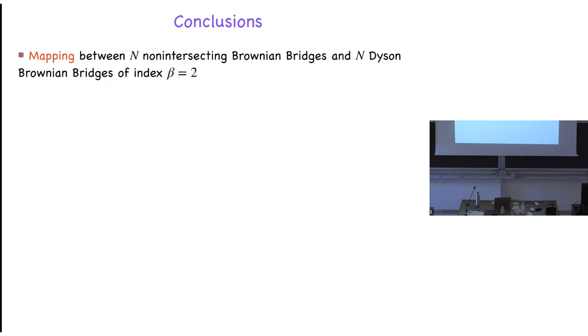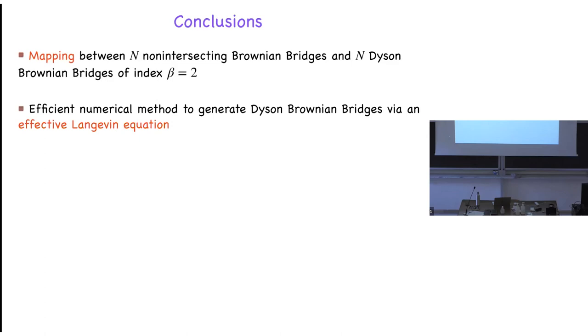Let me just make a brief summary of what we did. We first did this mapping of non-intersecting Brownian bridges to the Dyson Brownian bridges. The main advantage of that is that the interaction term that you have in the Dyson Brownian motion takes naturally into account this non-intersecting condition, at least for the parameter beta equals 2, which is of interest here. From this, we were able to find a nice, simple and efficient numerical method to generate Dyson Brownian bridges via an effective Langevin dynamics, which is very simple to solve, and you can get many things out of it.